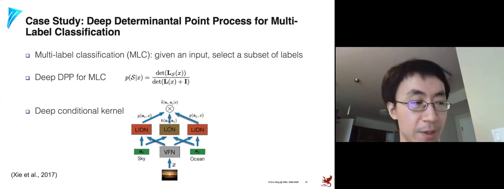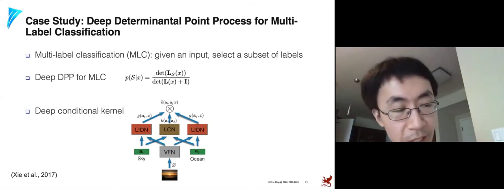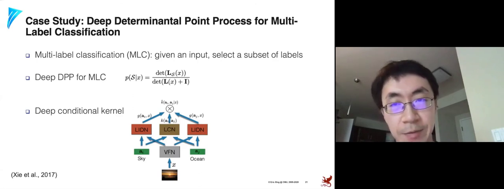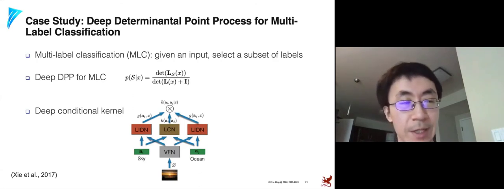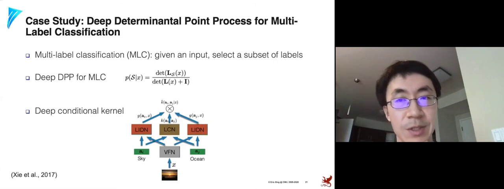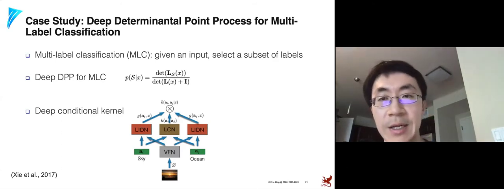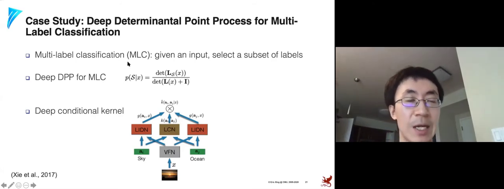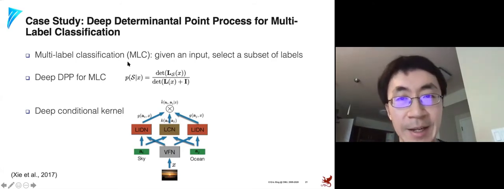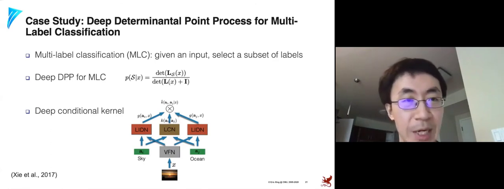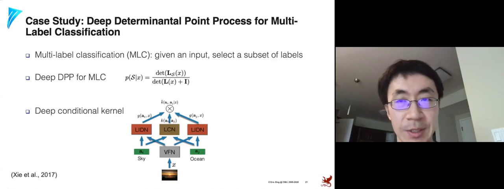For example, given a picture that is taken inside the house, we would have sofa, right? Have desks, have lamps, and in this image, because there are many different objects, we are going to assign a subset of labels to this image. And this is called multi-label classification. How can we use conditional DPP to build a distribution over the label subset?